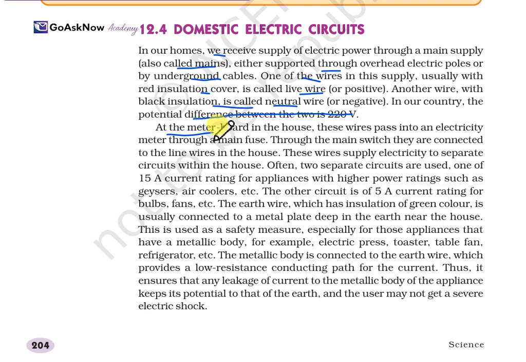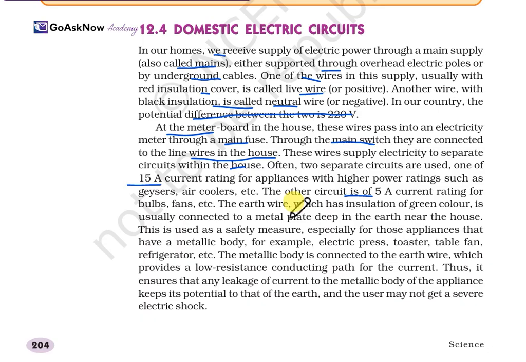At the meter board in the house, these wires pass through the main fuse into the electricity meter, and through the main switch they are connected to the lines in the house. These wires supply electricity to the separate circuits within the house. Often two separate circuits are used: one of 15 ampere current rating for appliances with higher power rating such as geyser, air cooler, etc., and the other circuit of 5 ampere current rating for bulbs, fans, etc.